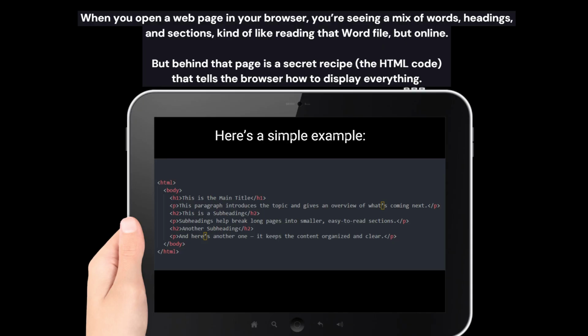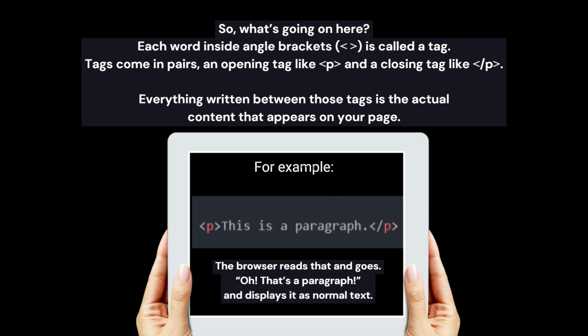Here's a simple example. So, what's going on here? Each word inside angle brackets is called a tag. Tags come in pairs, an opening tag like <p> and a closing tag like </p>. Everything written between those tags is the actual content that appears on your page.